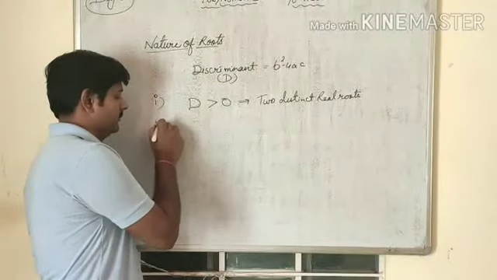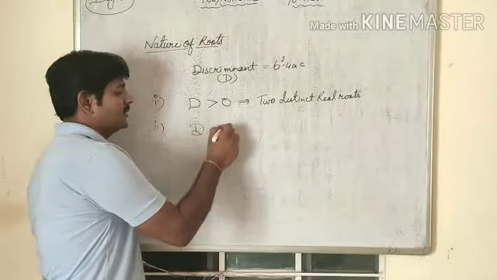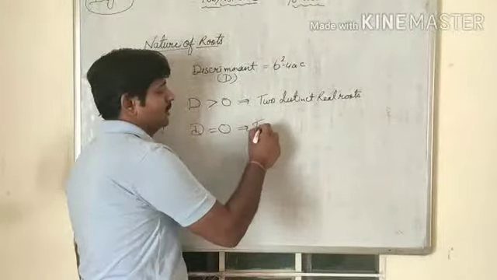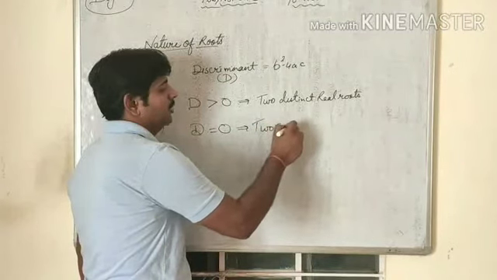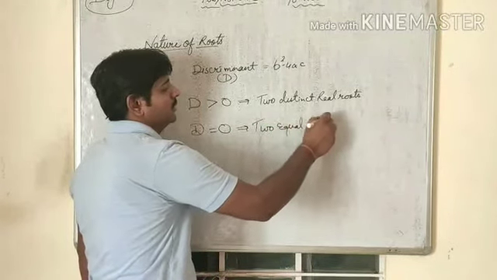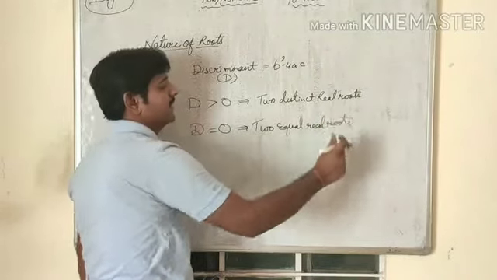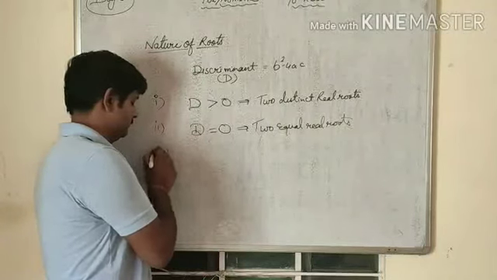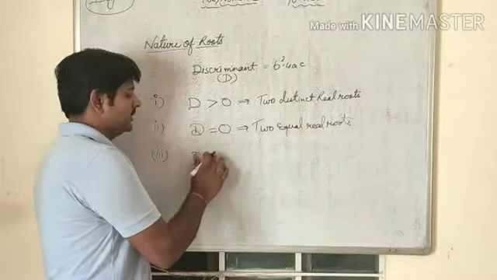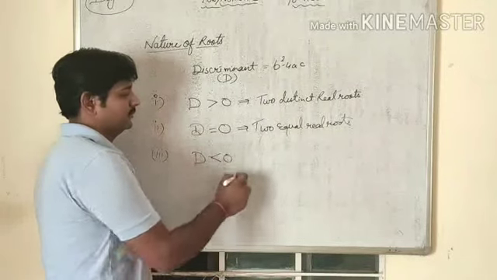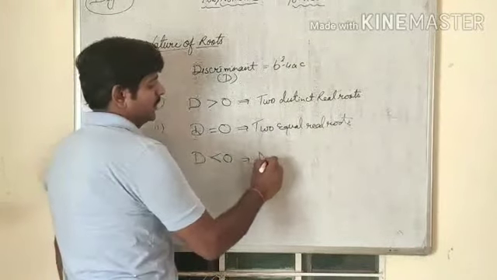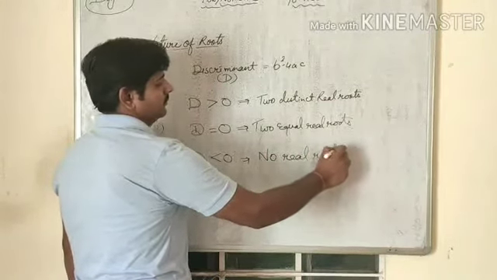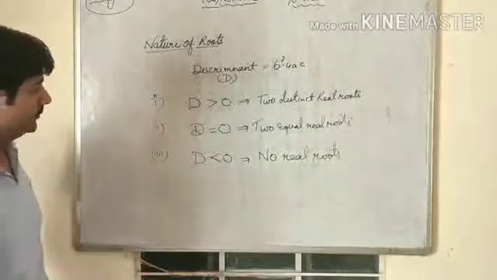Second, if the discriminant equals 0, then we get two equal real roots. Equal means same. And third, if the discriminant is less than 0, then we get no real roots. No solution, we can say.